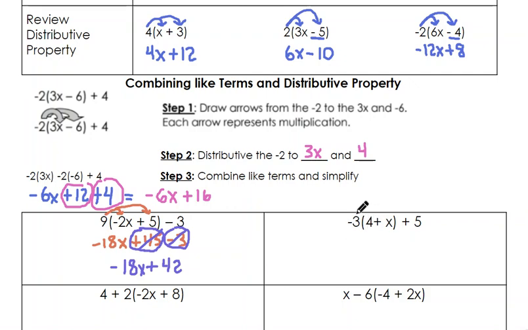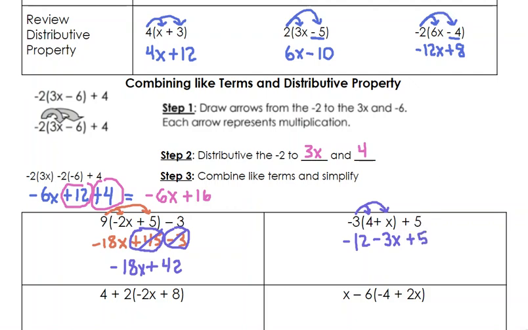All right, so let's try this one. I have a -3. I got to get rid of these parentheses, so I'm going to use distributive property. -3 times 4 is -12. -3 times x is -3x. And then I still have that plus 5.